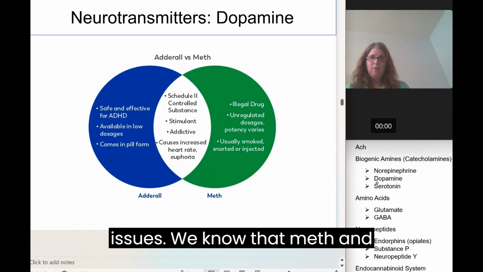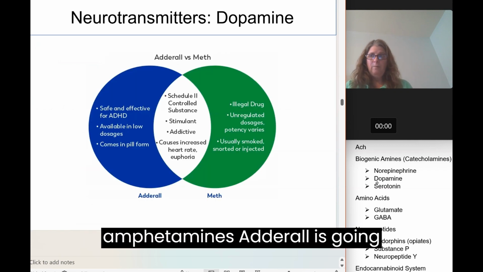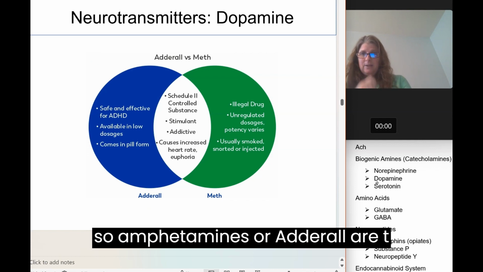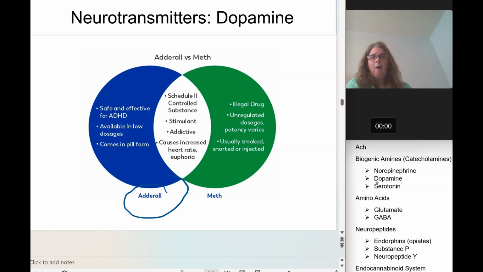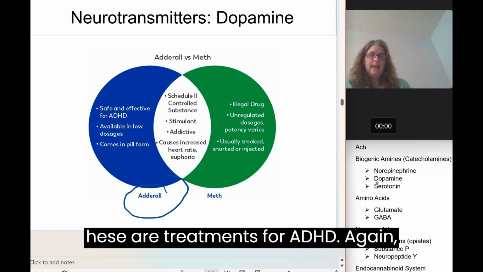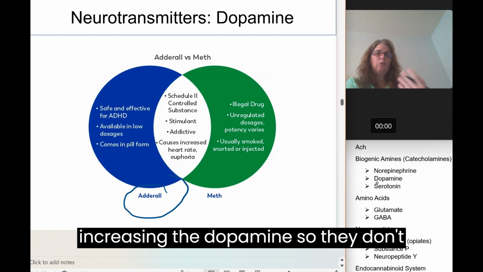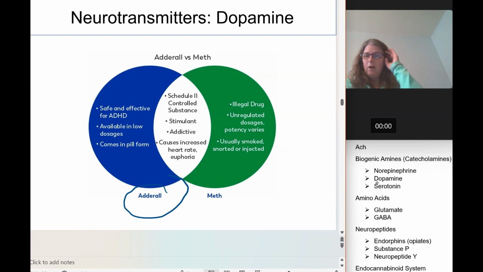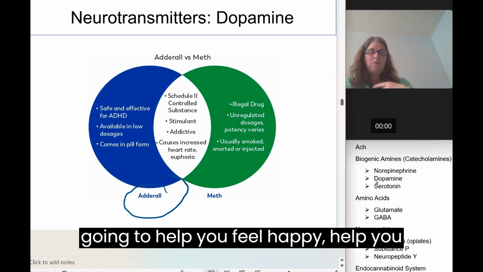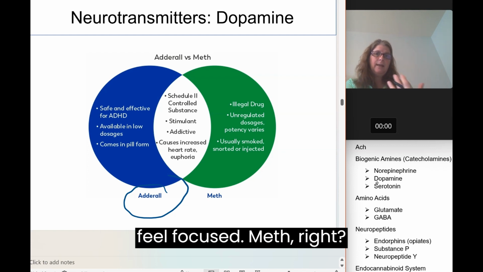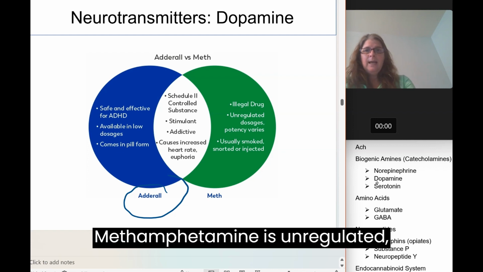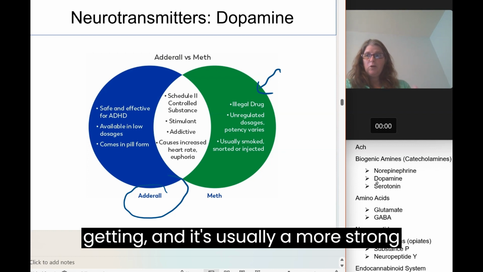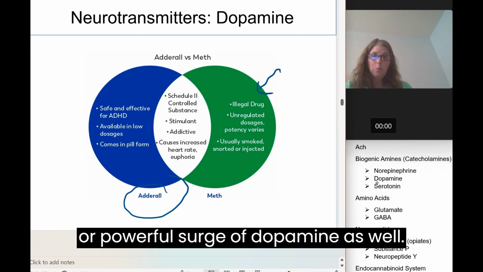We know that meth and amphetamines, Adderall, are going to also increase our dopamine levels. So amphetamines, or Adderall is what it is. These are treatments for ADHD, again, help you feel awake and alert by increasing the dopamine. So they don't allow it to leave the synapse. They also affect norepinephrine. So it's going to help you feel happy, help you feel focused. Meth, right, methamphetamine is unregulated, so you don't know exactly what you're getting, and it's usually a stronger, more powerful surge of dopamine as well.